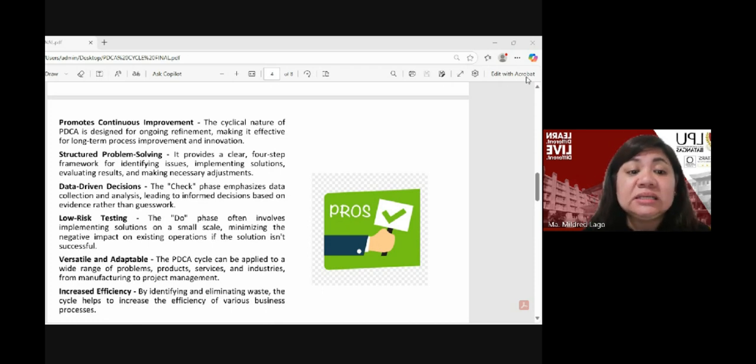Lastly, there is an increase in efficiency by identifying and eliminating waste. The cycle helps to increase the efficiency of various business processes. So dahil nga po, there are four parts in the cycle. In every phase, you can actually remove or eliminate the waste already. So you're only left with those that are necessary for you to make the decision. So I'll pass you on to Sir Mark to finish the last part of our report.